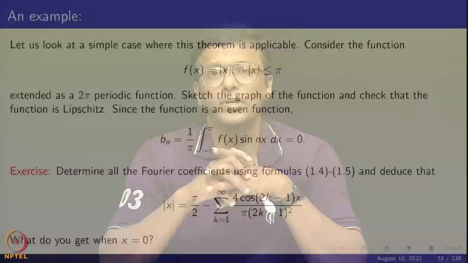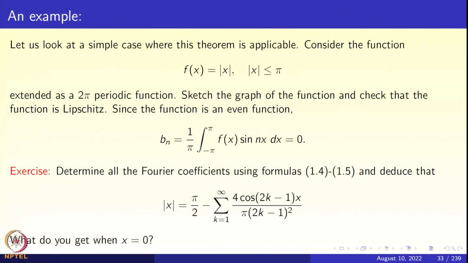Having proved a nice theorem, we should look at a few examples. Let us look at a simple case, namely f of x equal to mod x when mod x is less than or equal to pi. Do a 2 pi periodic extension, extend it as a 2 pi periodic function. So, the mod function is like a V, and then you just extend it and you get an infinite sawtooth profile, right?